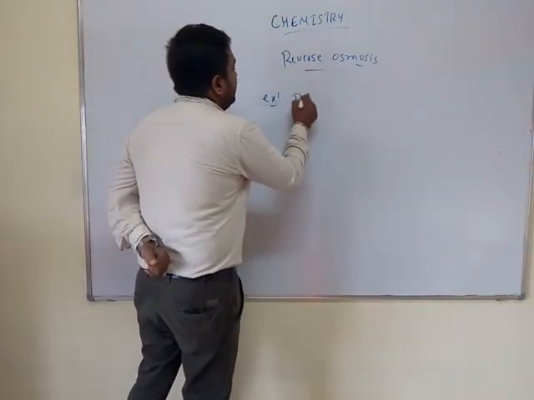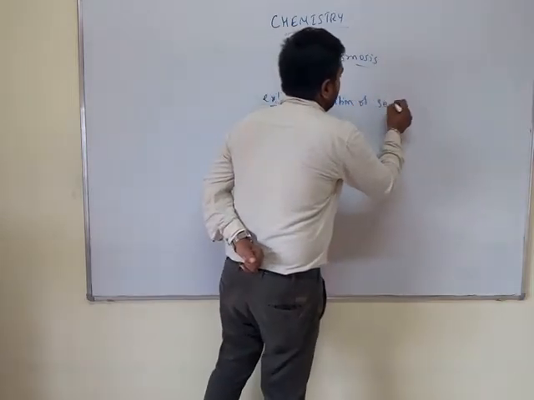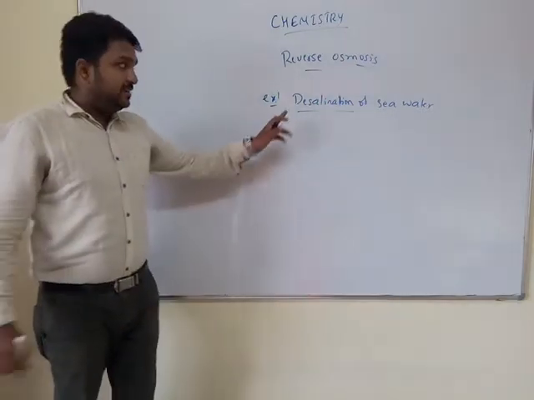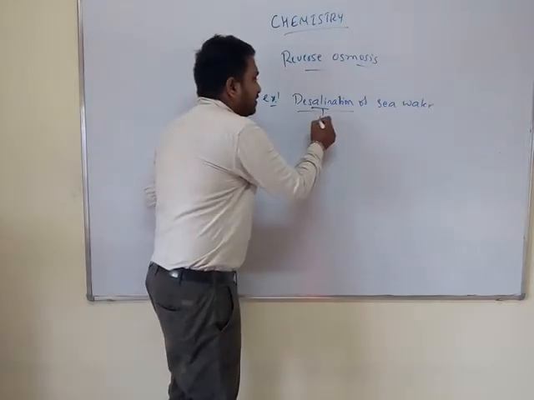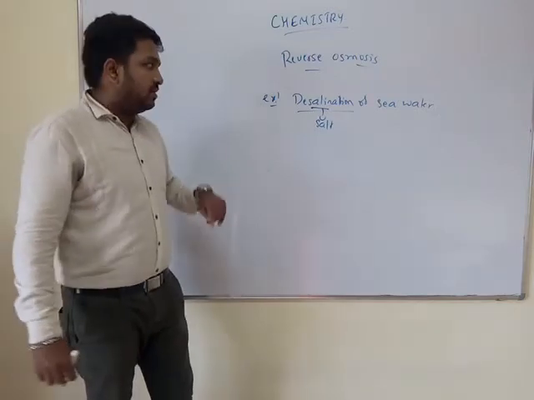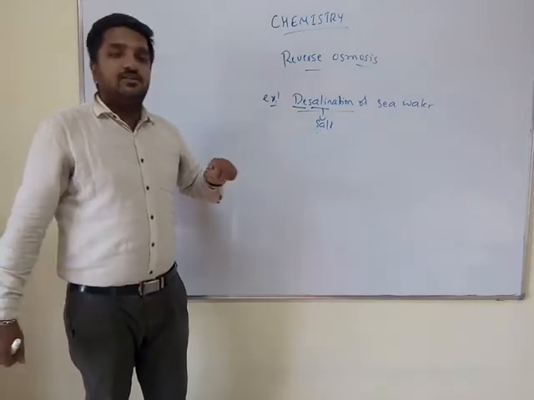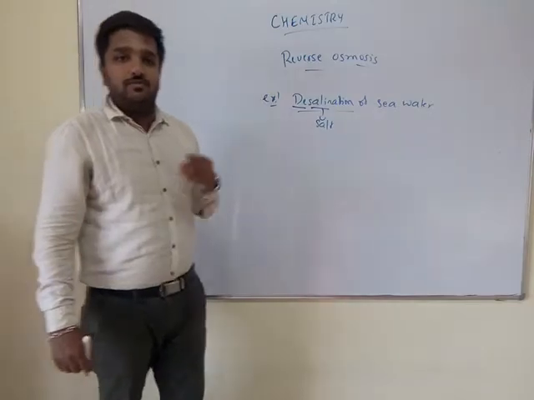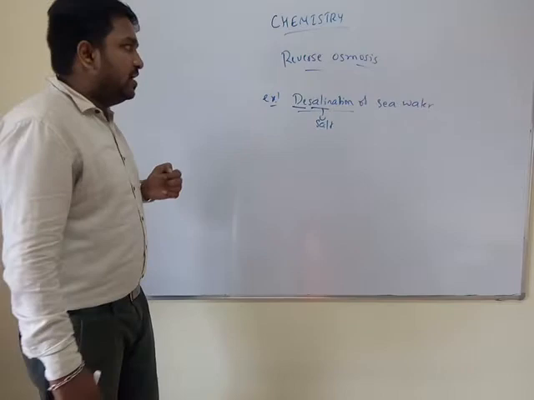An example is desalination of seawater. Just observe this word, desalinization. Saline means salt. Saline water means water which consists of added salt in it. Desalinization, D means to remove. Clear? So desalinization of salt water means removing the salt content from the seawater to make it fresh water. So this process we call desalinization of seawater.